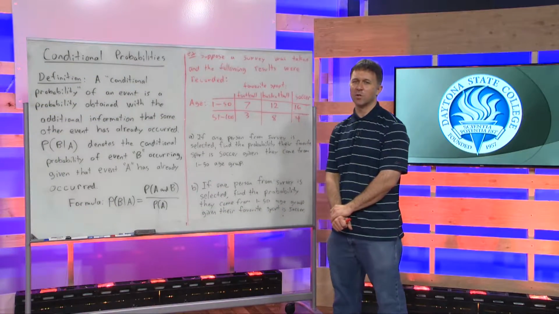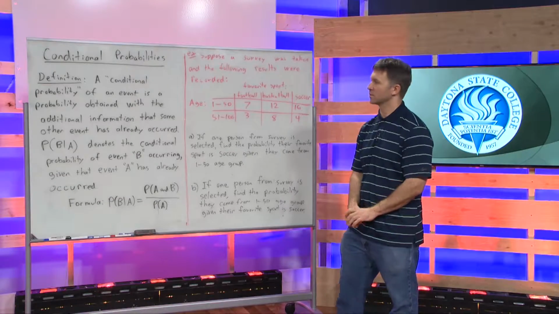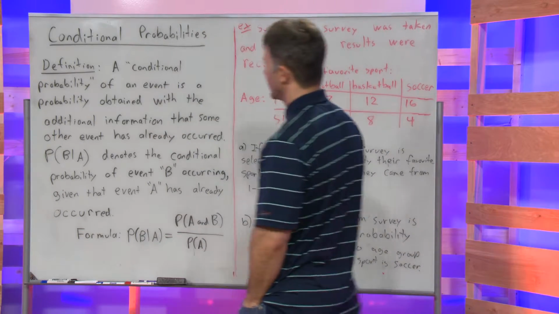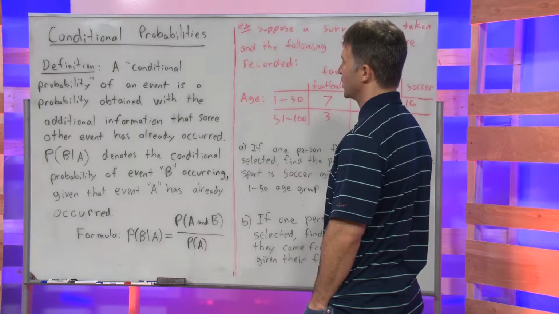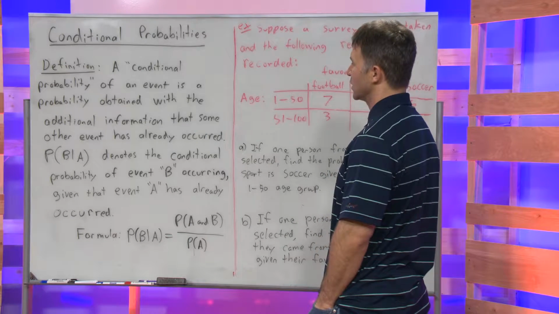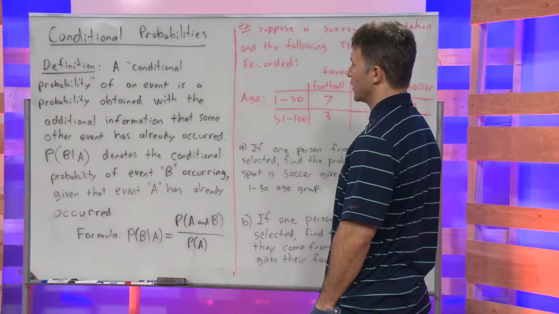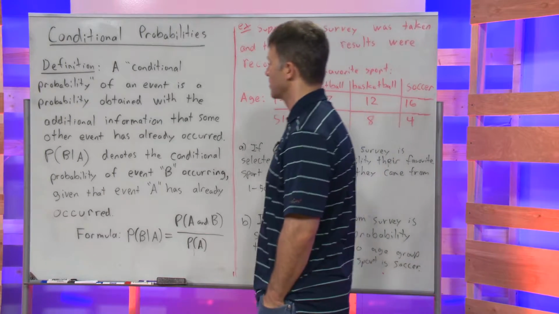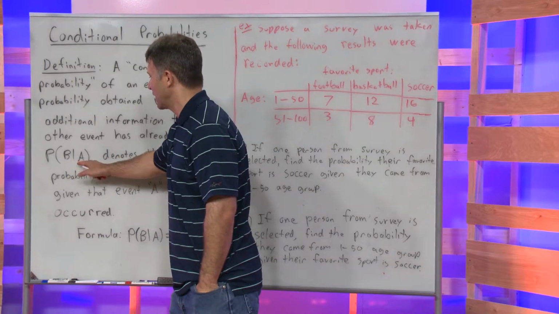Okay, in this example, we're talking about conditional probabilities. So here's the definition. A conditional probability of an event is a probability obtained with the additional information that some other event has already occurred. Okay, and here's the notation. P of B given A, that's how you would read this.